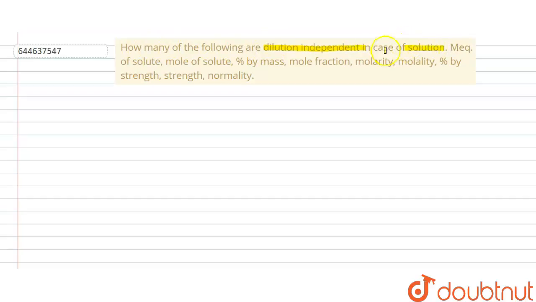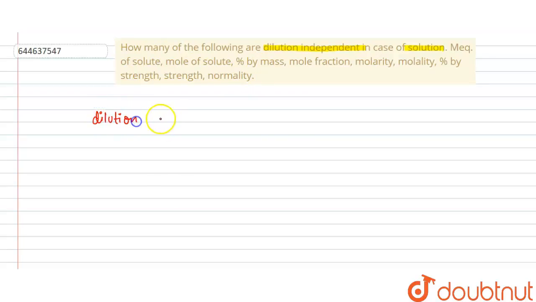Hello student, the problem is: how many of the following are dilution independent in case of solution? The quantities given are equivalent of solute, moles of solute, percentage by mass, mole fraction, molarity, molality, percentage by strength, and normality. First we write what is the meaning of dilution dependent and dilution independent.